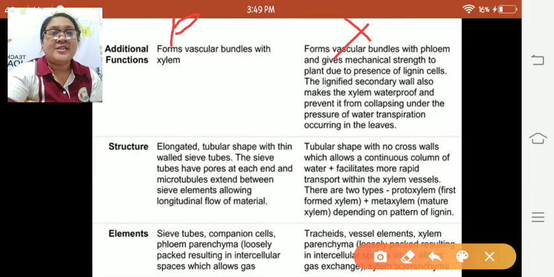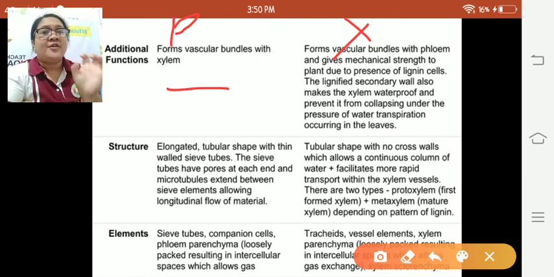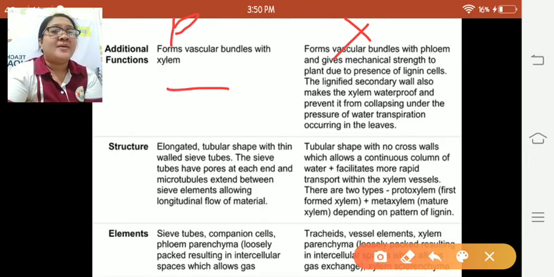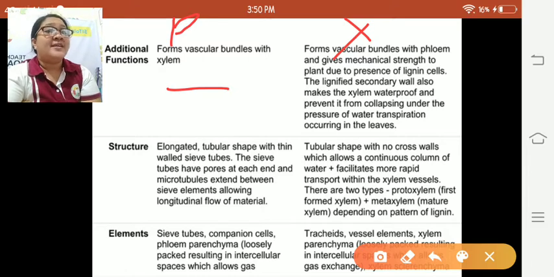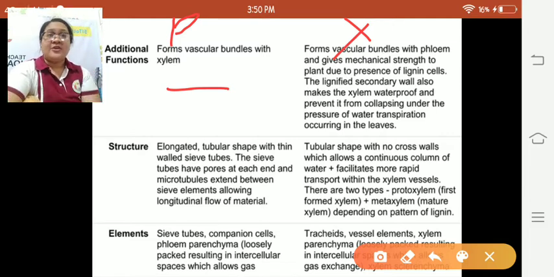For the additional function, phloem forms vascular bundles with xylem, while the xylem forms vascular bundles with phloem and gives mechanical strength to the plant due to the presence of lignin cells. The lignification also makes the xylem waterproof and prevents it from collapsing under the pressure of water transpiration occurring in the leaves.